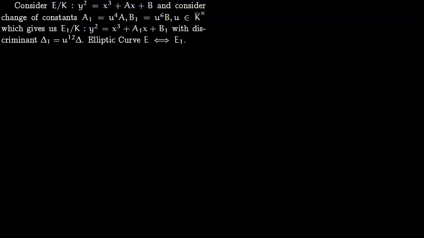In this lecture, we discuss isomorphism of elliptic curves. So say we start with an elliptic curve over K. So you get y^2 = x^3 + ax + b. This is in a short Weierstrass form.